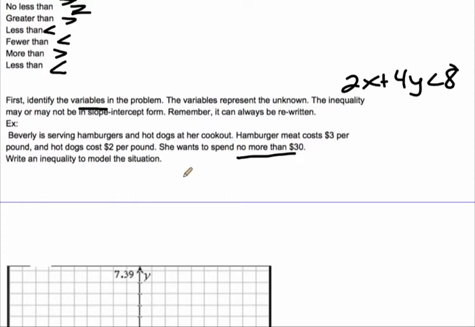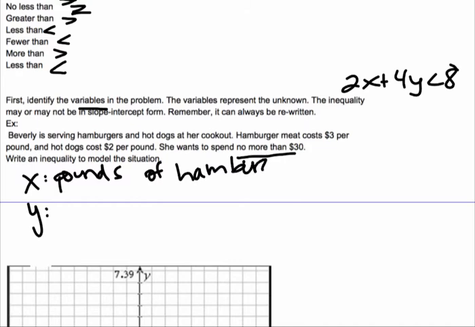So what do I not know, or what do I know? I do know that the hamburger is $3 per pound. I know the hot dogs are $2 per pound. But I don't know how many pounds she's cooking or buying. So that's going to be my variable. I'm just going to use X and Y. X is going to be the pounds of hamburger, and Y is going to be the pounds of hot dog.